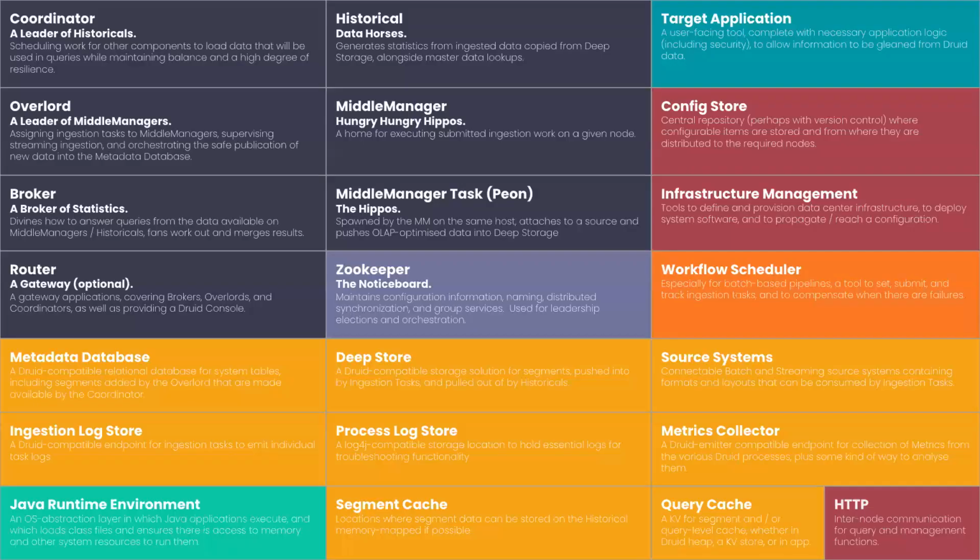So let's look at our completed card. At the top left-hand corner, we have all the Druid processes. Zookeeper smack in the middle. We have our data stores in yellow at the bottom, including some that you would need to use for observability. We have the JRE. We have at the top right-hand corner our target application, tooling around software and hardware configuration, our workflow scheduler, and then those bonuses at the bottom of the query cache and HTTP.